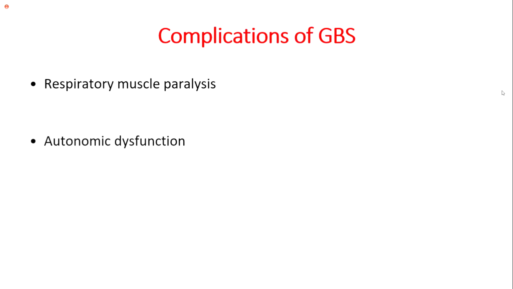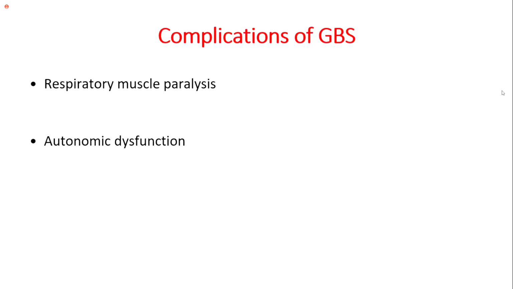What are the complications of Guillain-Barré syndrome? There are 2 complications. Please repeat after me. One is respiratory muscle paralysis. Say that again to yourself. Say aloud, respiratory muscle paralysis. And the second one is autonomic dysfunction. There are many complications of Guillain-Barré syndrome, but I just want you to remember these 2, right? So say again, respiratory muscle paralysis, autonomic dysfunction.